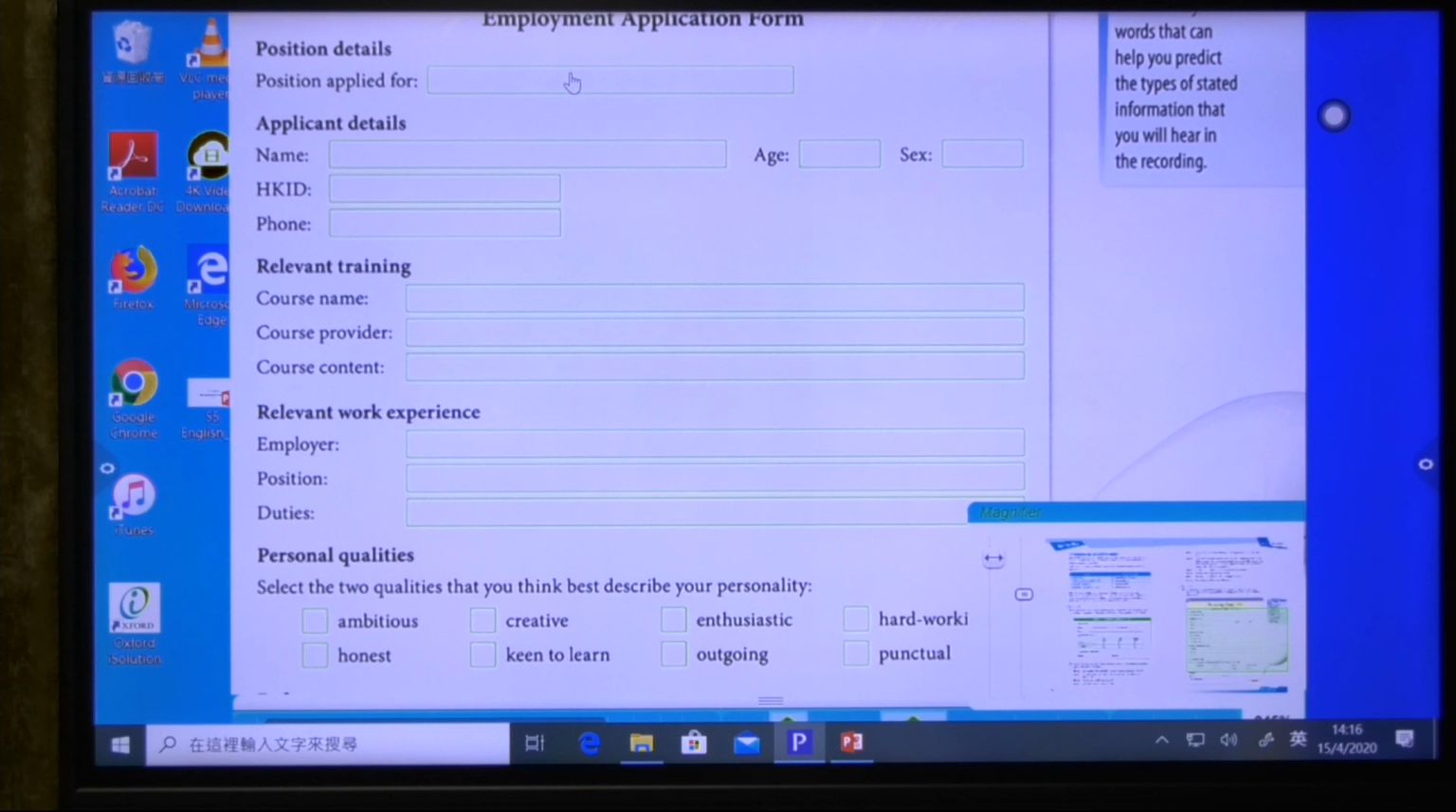Now I'm just going to put my personal details. Name, Tommy Chan. Age, should I put 16? Well, you'll be 17 next week, so I think you should put 17. All right, that sounds like a good idea. Sex, male of course. Actually, you can just put M for male. Okay, now my HKID number. L372 840 brackets 4. And phone.